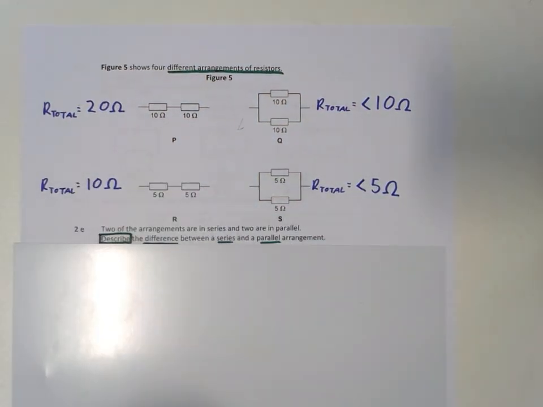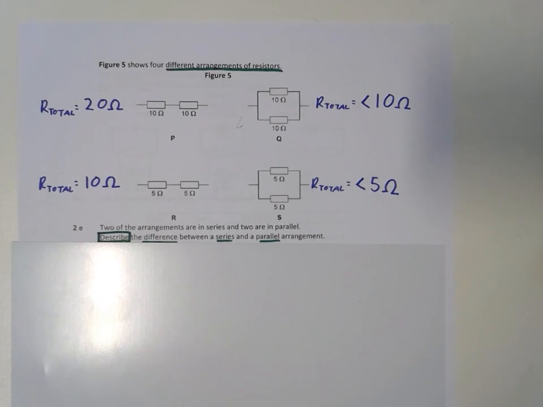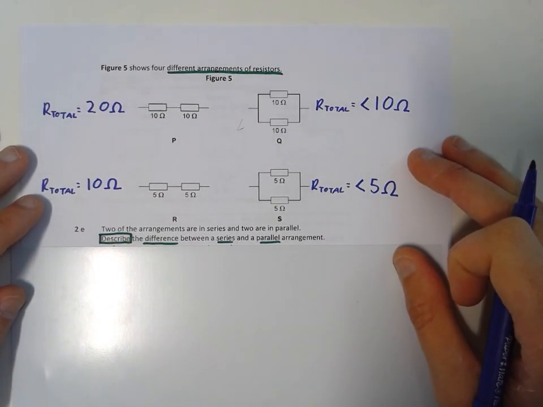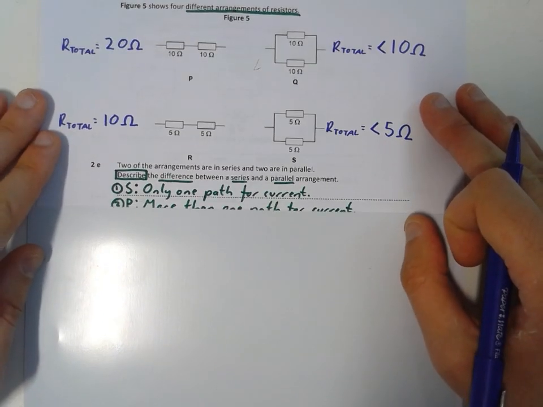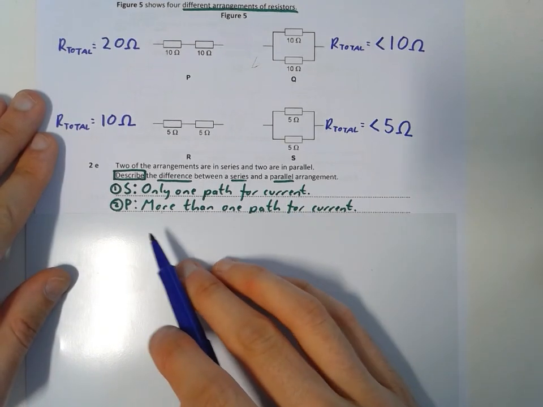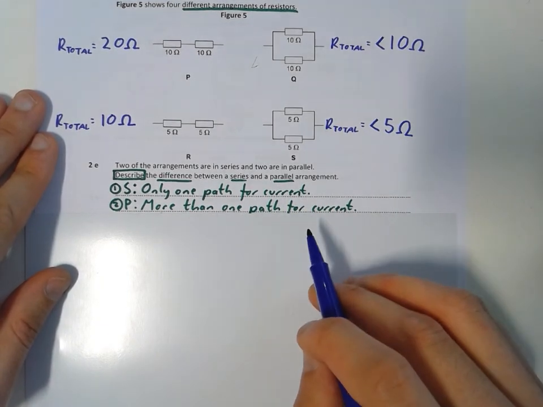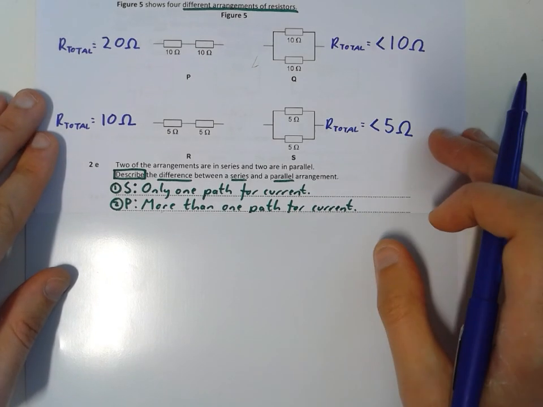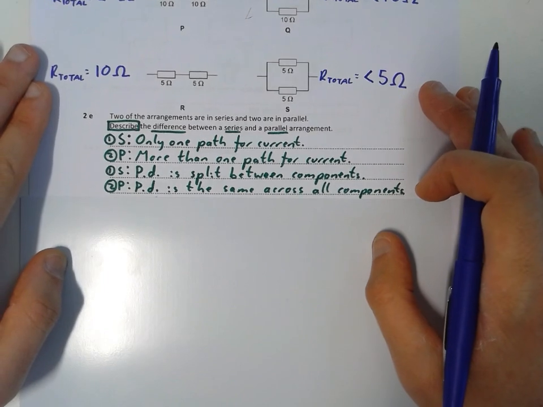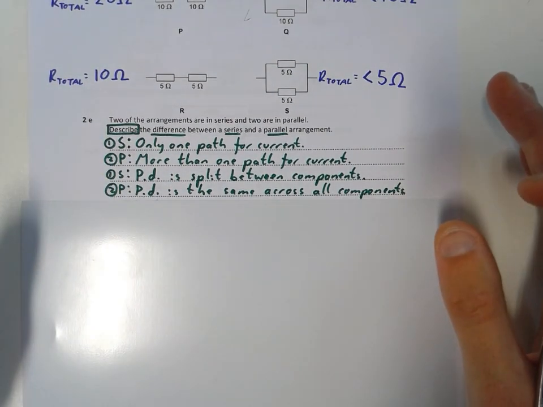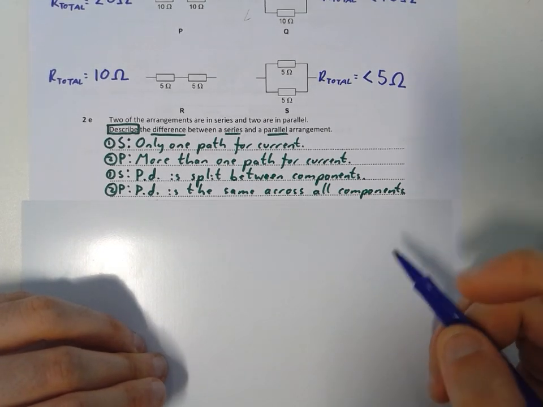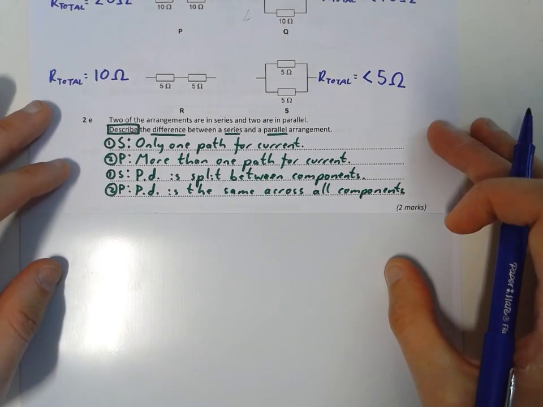2 of the arrangements are in series, and 2 of the arrangements are in parallel. Describe the difference between a series and a parallel arrangement. Okay, 2 marks on offer here. One way you can get your 2 marks is by saying in a series circuit there's only one path for current, whereas in a parallel circuit there is more than one path for current. 1 mark, 2 marks there. Or to get your marks, you could talk about the potential difference and say in a series circuit potential difference is split between the components, whereas in a parallel circuit it's the same across all of the components. So 2 ways you get your 2 marks there.